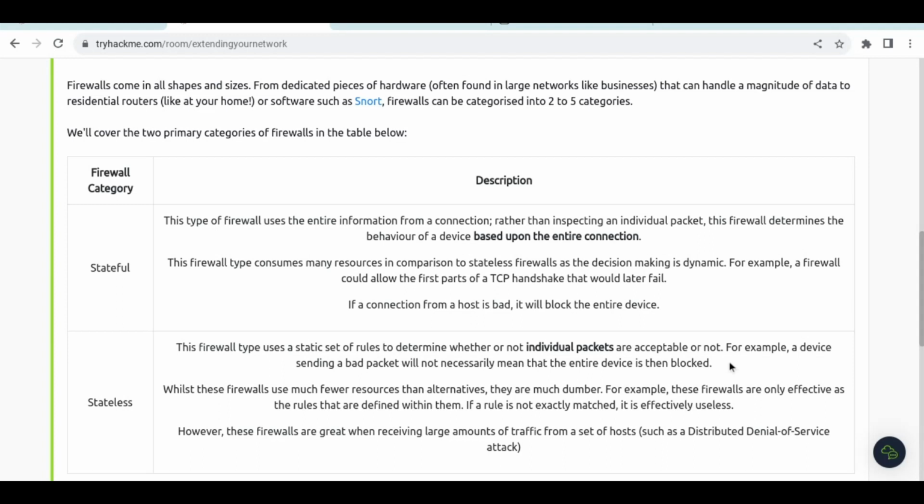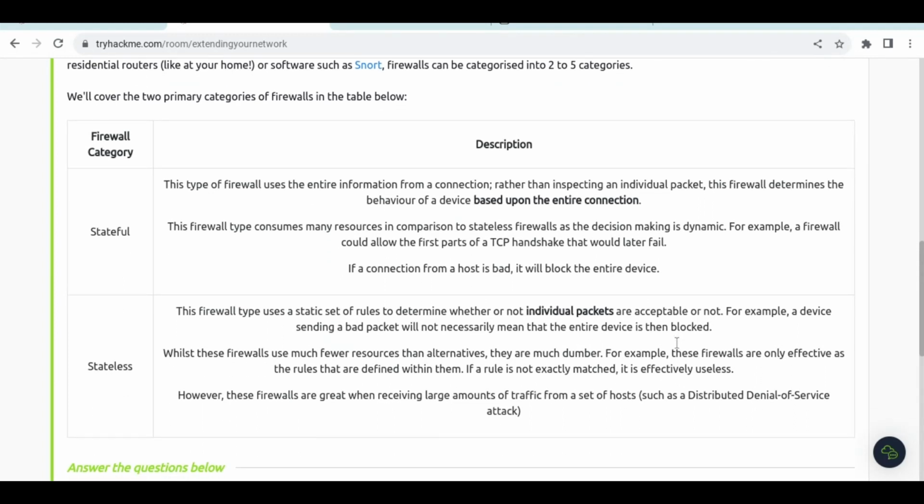So we have stateful. This type of firewall uses the entire information from a connection. Rather than inspecting an individual packet, the firewall determines the behavior of a device based upon the entire connection. This firewall type consumes many resources in comparison to stateless firewalls, as the decision making is dynamic. For example, a firewall could allow the first part of a TCP handshake that would later fail. If a connection from a host is bad, it will block the entire device.